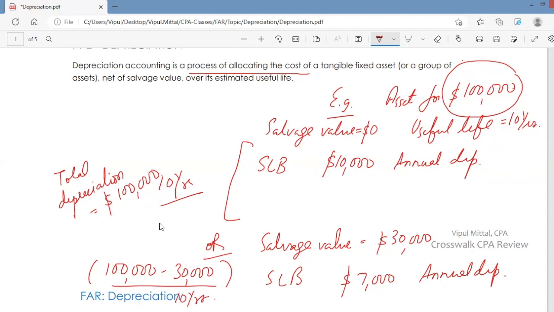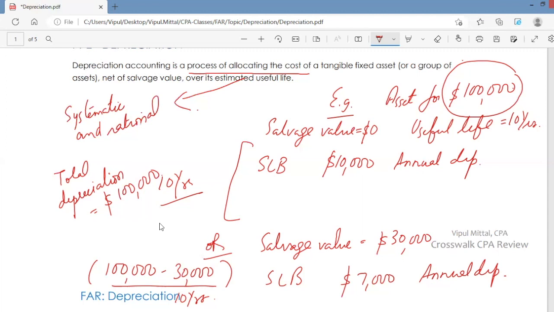But how do you allocate this cost? Do you use straight line method or declining balance method or sum of the years digit method, unit of production method, or any other method? You can use any method, but that method should be systematic and rational. So you can use any method that results in systematic and rational allocation. So this allocation should be systematic and rational.